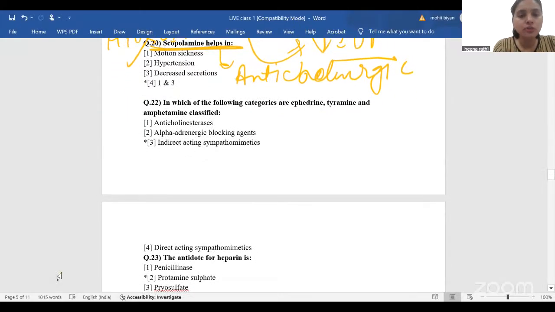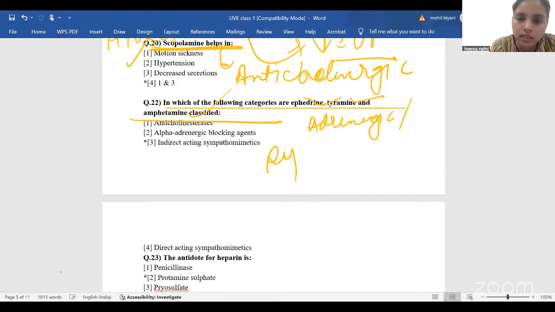Last question, which we are going to take in this session. In which of the following categories are ephedrine, tyramine, and amphetamine classified? They all are adrenergic drugs, or the sympathomimetic drugs. These are the same.